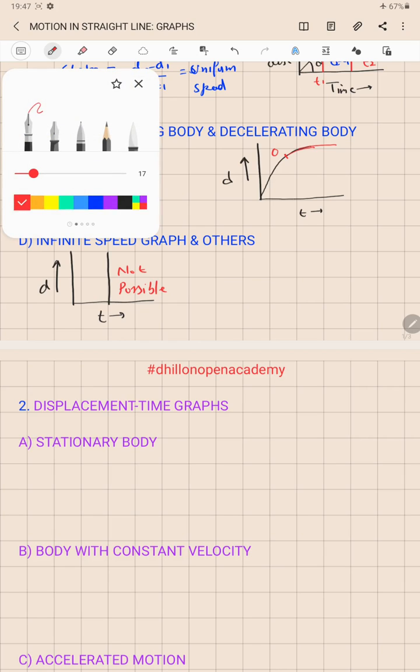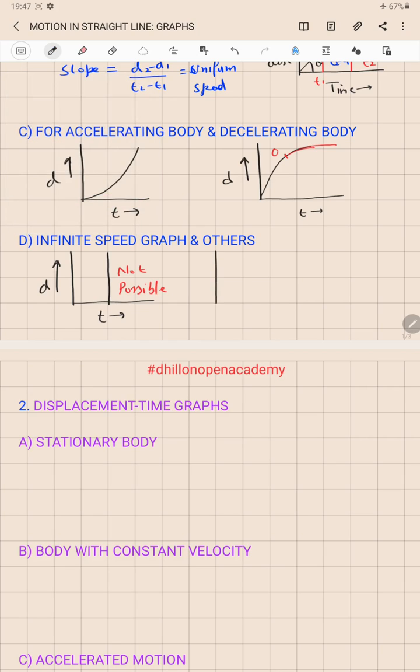Also, this type of graph for distance and displacement is also not possible. Reason: here you can see that with time the distance is decreasing. We know that distance can never decrease with time.